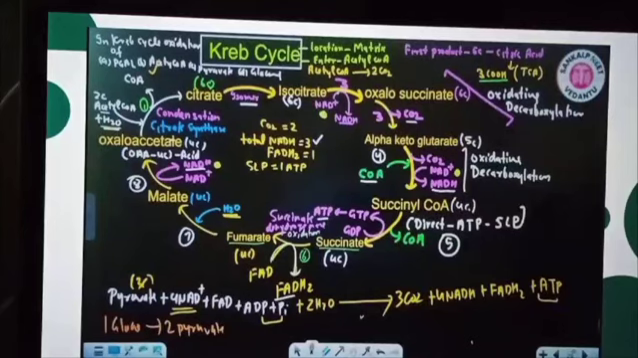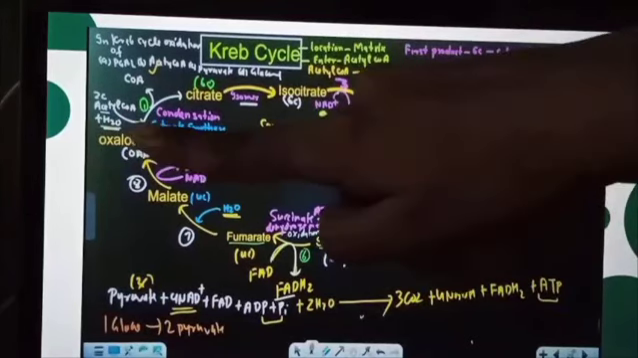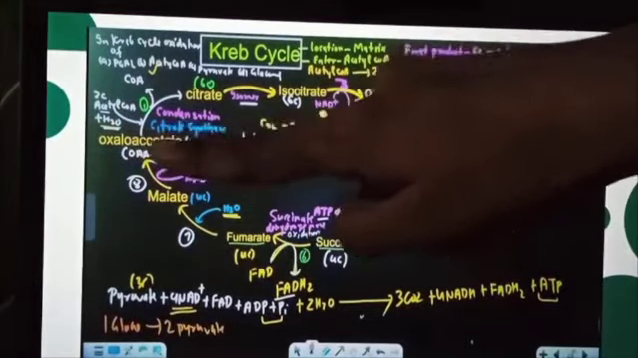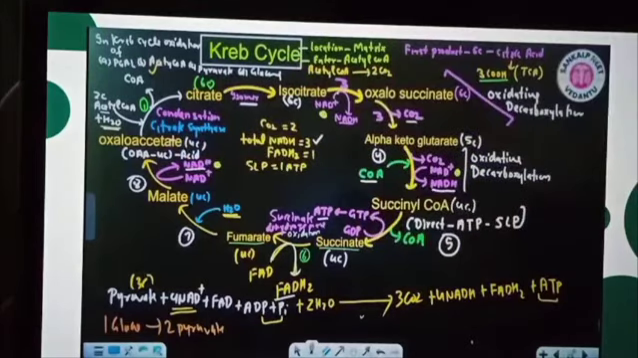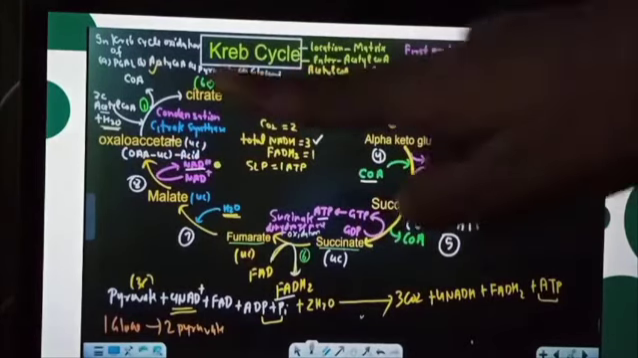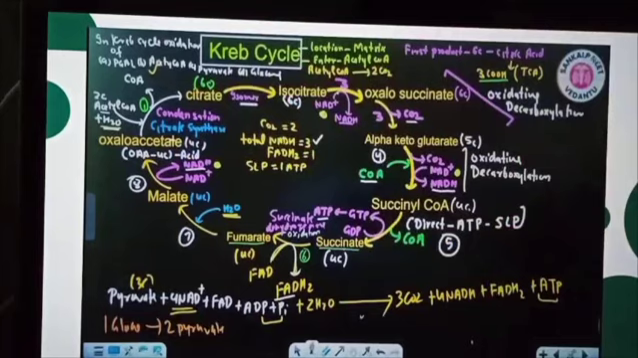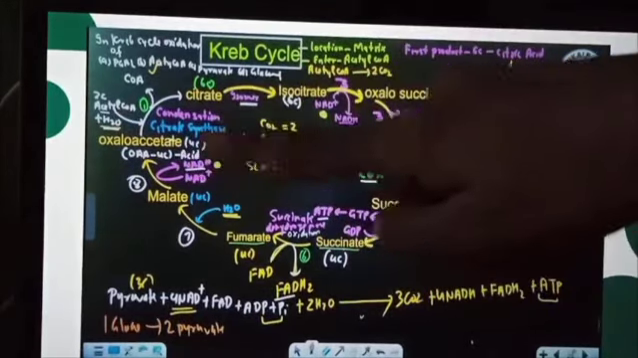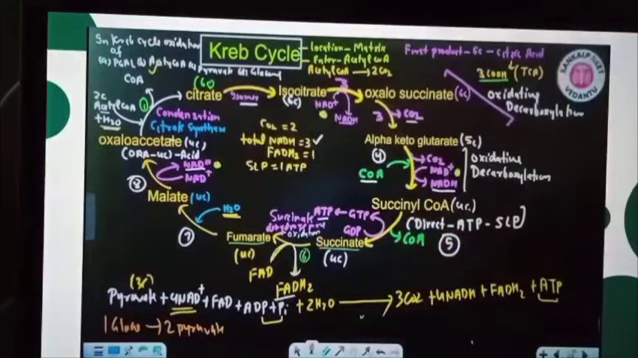So let's see the Krebs cycle in a little more detail. Here you can see acetyl-CoA plus oxaloacetate. Together, condensation takes place, and with the help of citrate synthase, citrate is formed, which is of 6 carbon. This is of 2 carbon and oxaloacetate is of 4 carbon. They meet together to form citrate.